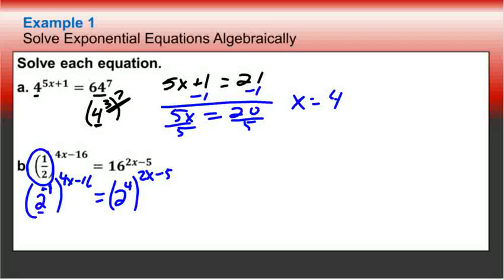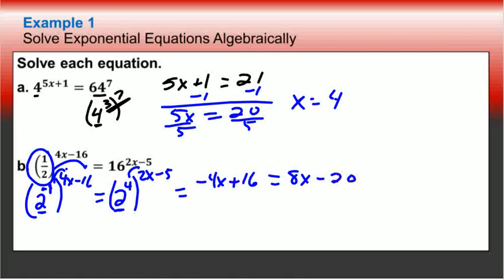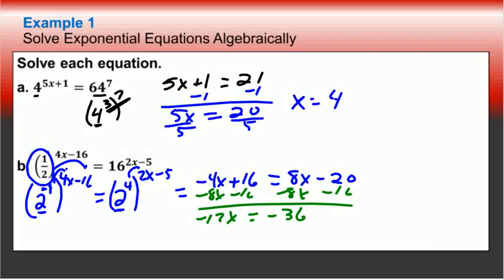So now my bases are the same. They both have 2 in them. Now to rewrite my exponents, I have to distribute a negative 1 here. So that's going to be negative 4x plus 16 equals, distributing the 4, 8x minus 20. Now I get my x's to one side, so I'm going to subtract 8x and then subtract 16. And now I'm left with negative 12x equaling negative 36. To get x by itself, I'm going to divide by negative 12, and x would equal 3.